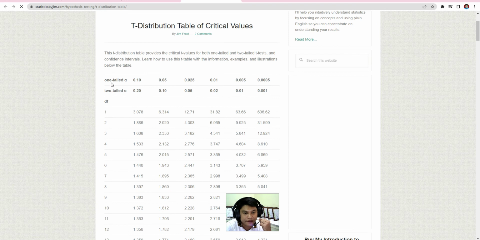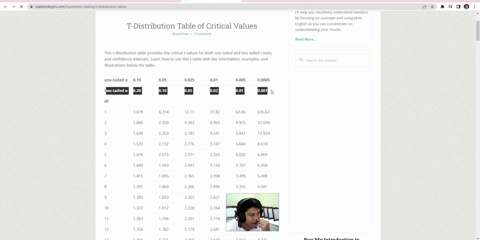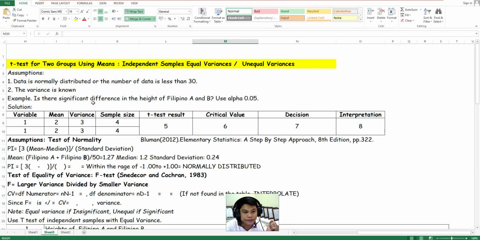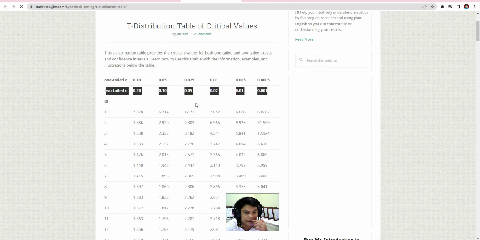We are now in two-tailed. Our intention is to know if there is significant difference. But if your intention is to know if group A is larger or taller than group B, that's different. We use one tail because of the word larger or taller. But because we are using the two tail, the problem in our example is whether there is significant difference only, so therefore it's two-tailed. If we change the word difference to taller, then we will use one tail. But this time, we will use the two-tailed.